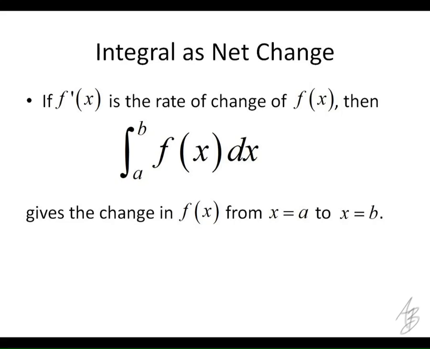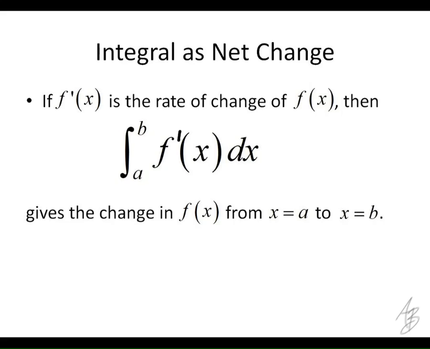Oh, and it's wrong. But I'll fix it real quick before you even notice that it's wrong. So if f prime is the rate of change of f of x, then the integral from a to b of the derivative, the rate of change, is going to give you the total change in f from a to b. Now write that down and I'll explain what it means later.